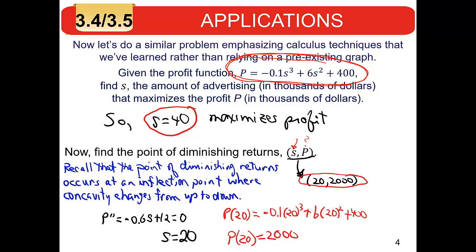Notice how similar that was to the previous problem we worked. The difference being, in the first problem, they gave us the graph and we could use the graph to answer those questions. Now, in this problem, they did not give us a graph, so we had to go into the actual calculus and do that to get the same sort of answers. And that's the way it'll be most of the time. Most of the time, they won't give you the graph. It's nice when they do, but most of the time they won't.